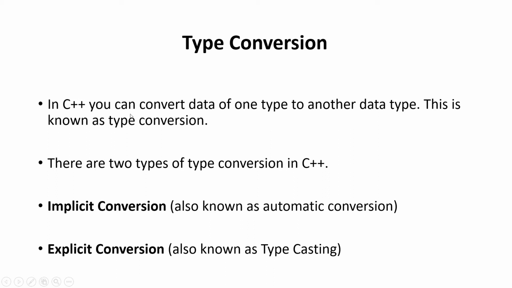In C++ you can convert data of one type to another type. This is known as type conversion. There are two types of type conversion in C++: implicit conversion, also known as automatic conversion, and explicit conversion, also known as typecasting.